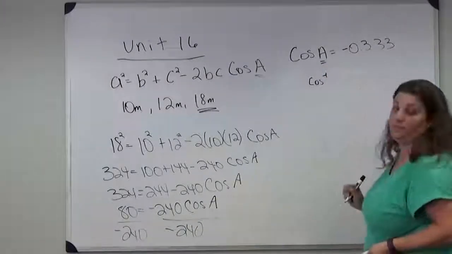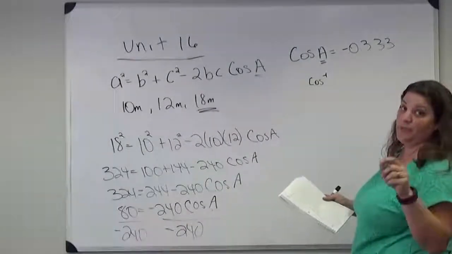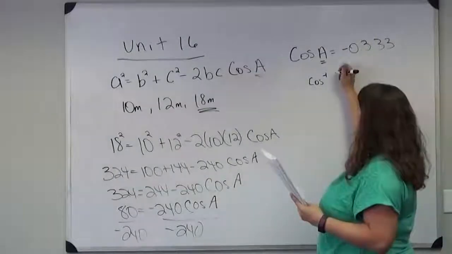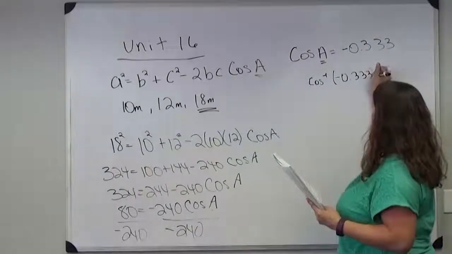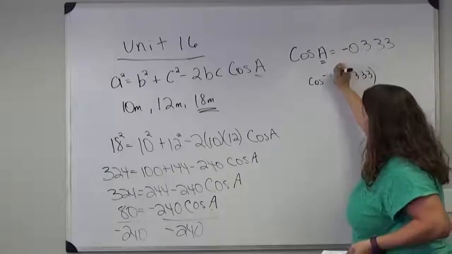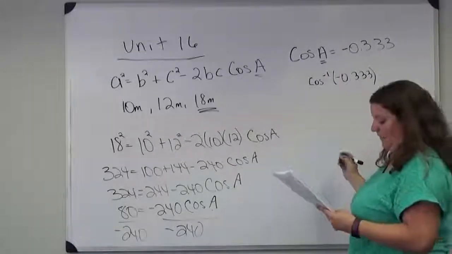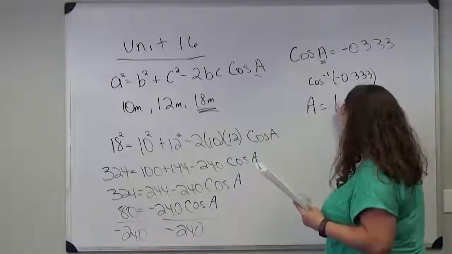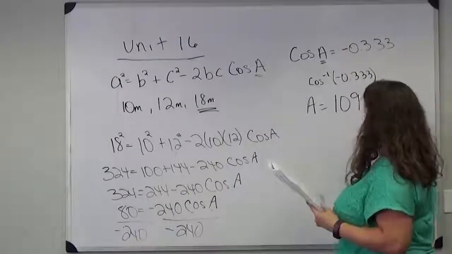to the negative 1. You might have to press an inverse key first, which is INV, and then cosine to get this out. But you're going to do cosine inverse of negative 0.333. So you've got to find this button that's cosine to the negative 1 power. And that's how you get that A by itself. And that will give you A equals 109.5 degrees.